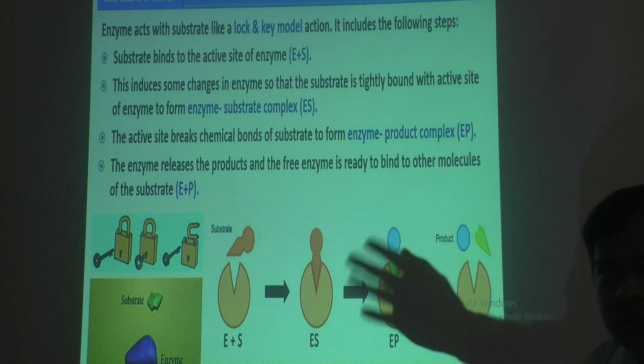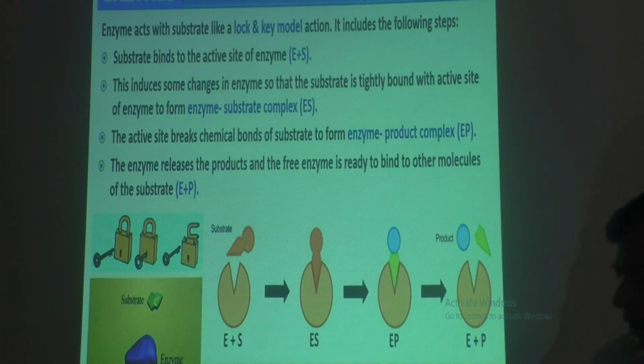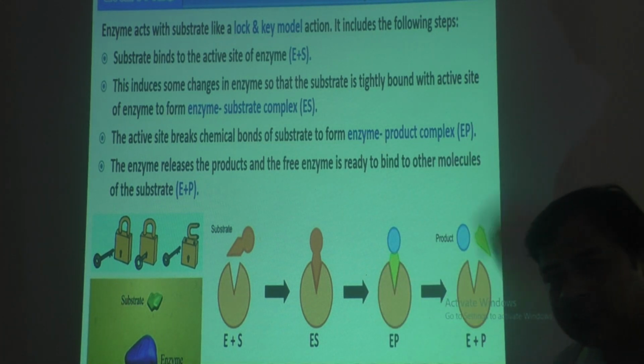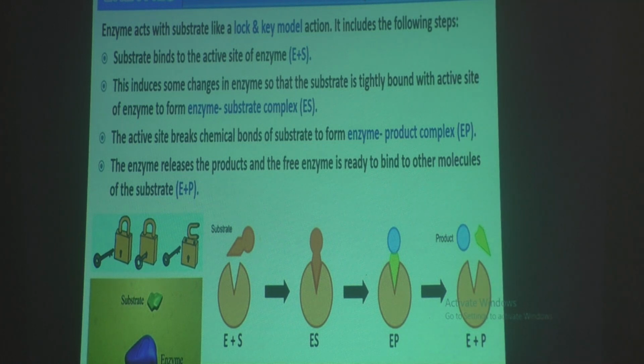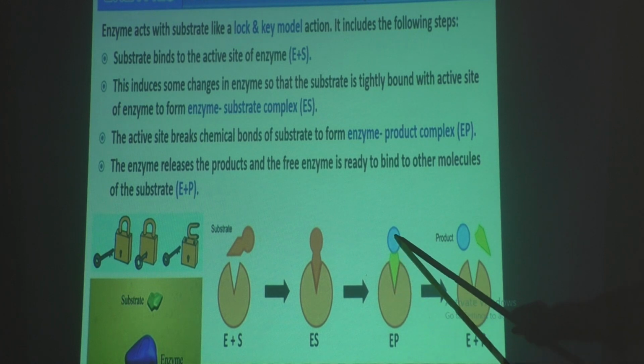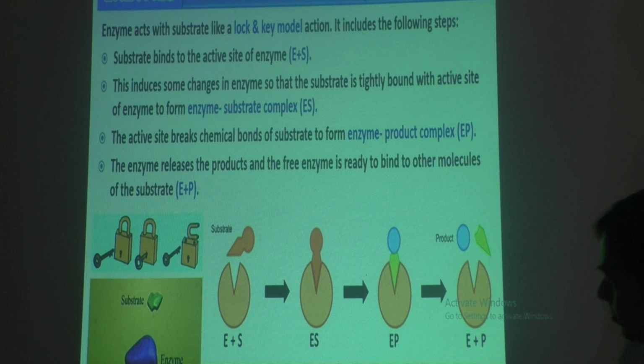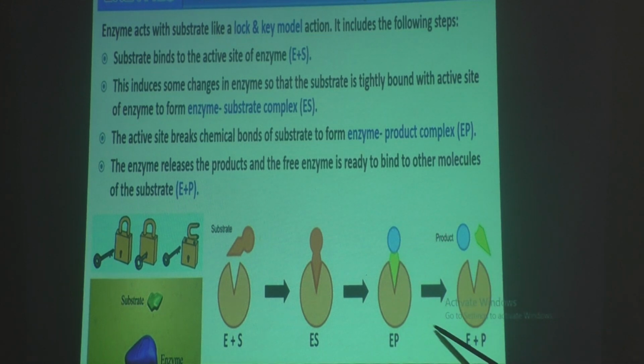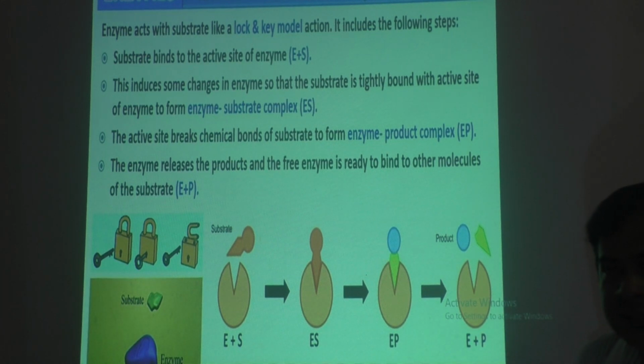You see there, the enzyme remains the same. Nothing happens to the enzyme. Enzyme doesn't change. Only the substrate changes to product. That is why you see here, enzyme and substrate was there. Now it is enzyme and product. So it is EP. E means enzyme, P is product. Then product is separated, then enzyme is separated. So it is enzyme plus product. This is how an enzyme exactly works on the substrate.